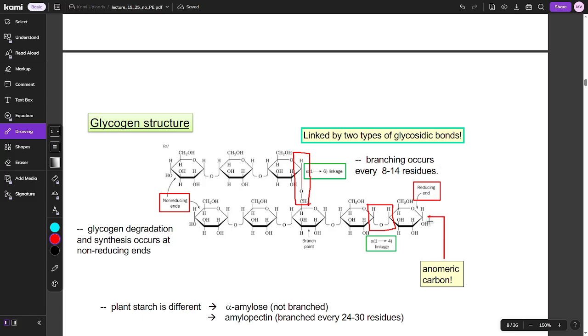The reducing ends have to have an anomeric carbon, so a hemiacetal carbon. There's none of that on these, right? There's no hemiacetal carbon, right? So none of these other ends here are reducing.